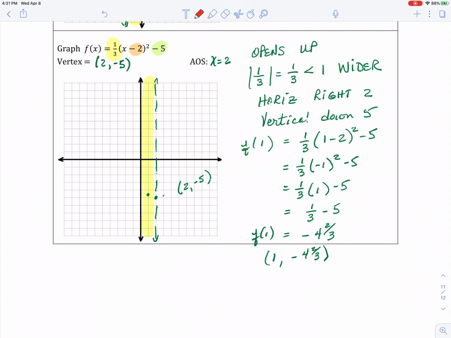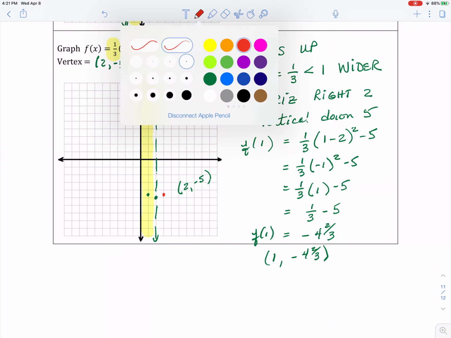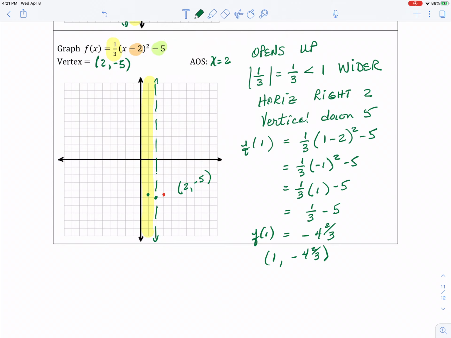And then here's my balance point. I don't like where I put that. Hold on, let me undo that and try that again, right along in there. If you want, you can get another point. I chose x equals 1 that time. You might want to choose x equals 0 the next time. So again, you want to pick numbers for x that are close to the axis of symmetry.